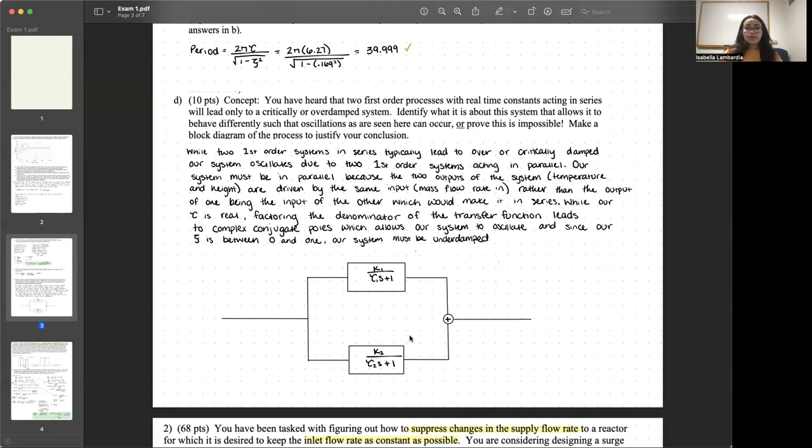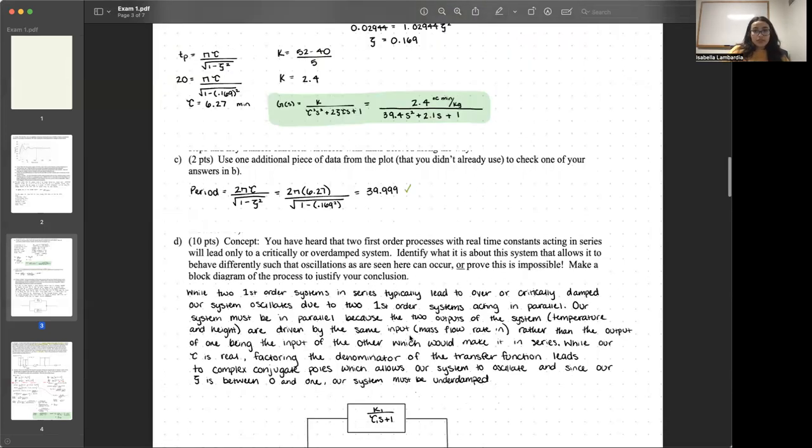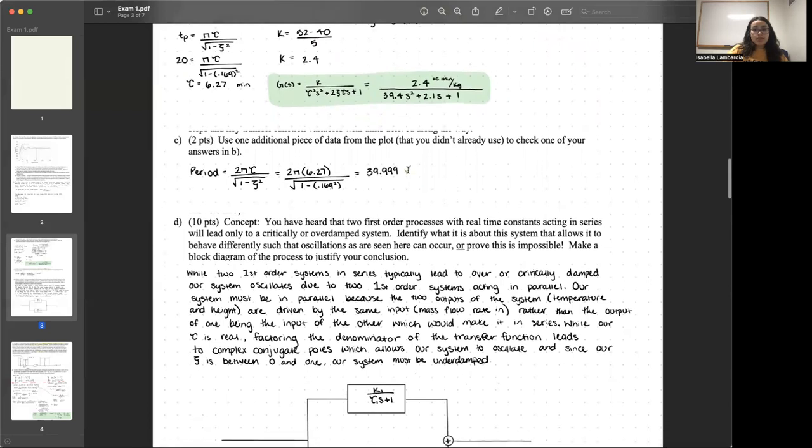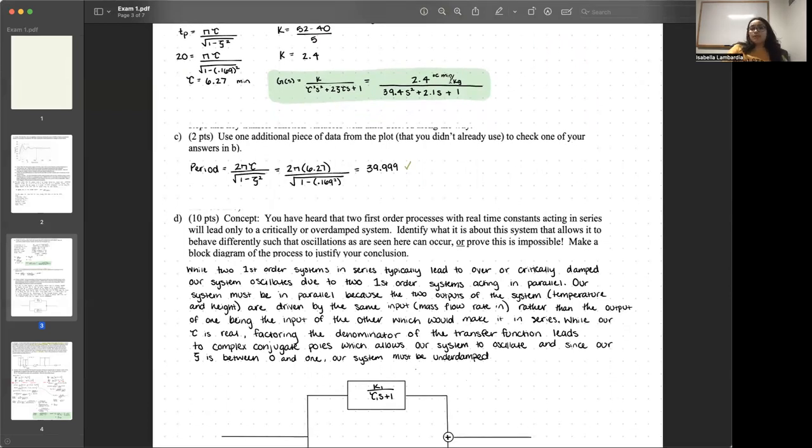And we know that because if they're in series, that means that the output of one transfer function would be the input to the other. But here we have our two outputs being the height and the temperature of the tank being driven by the same input, which is the mass flow rate in. And while we can see in our transfer function that we do have a real time constant, this transfer function is actually made up of our two first order transfer functions.